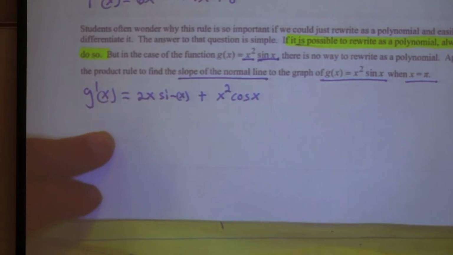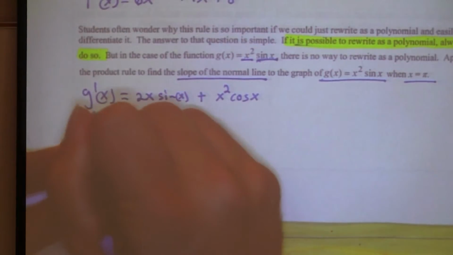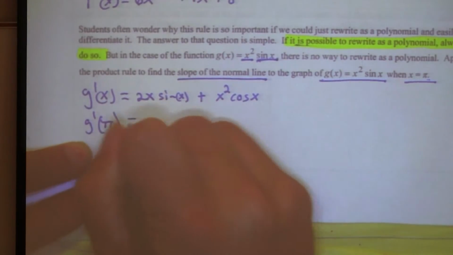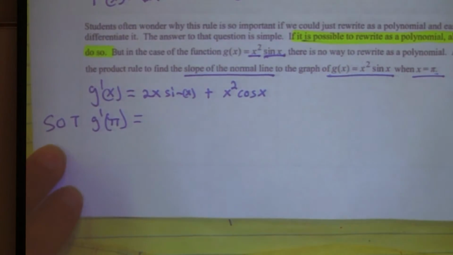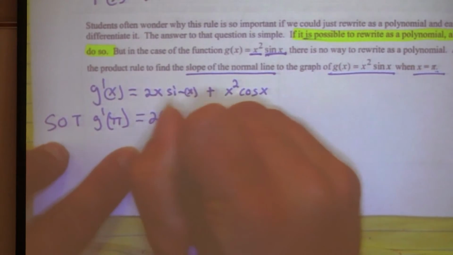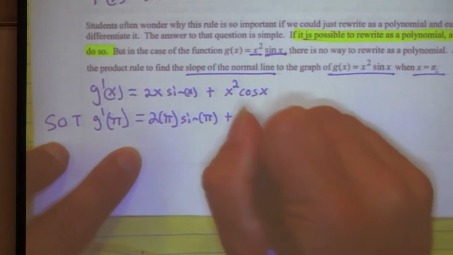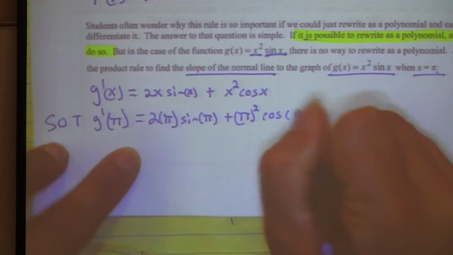Okay? So, for our sake, we don't need to, because all we really need to do is evaluate the derivative at what? At pi, and that's going to give us our what? Our slope of the tangent line, and we can use that to find what we ultimately want, which is the slope of the normal line. So plug in the pi. So we have 2 times pi times sine of pi plus pi squared times cosine of pi.